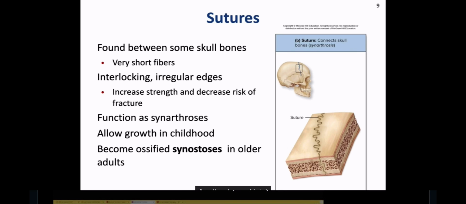Another type of joint connected by connective tissue are sutures. When you're born, it's connective tissue, and then eventually it's going to turn to bone. And we've seen in another video how these really help to lock in one bone compared to the other. They allow growth in childhood, and at some point, about age 15 to 21, they start to ossify. Ossify means turn to bone.